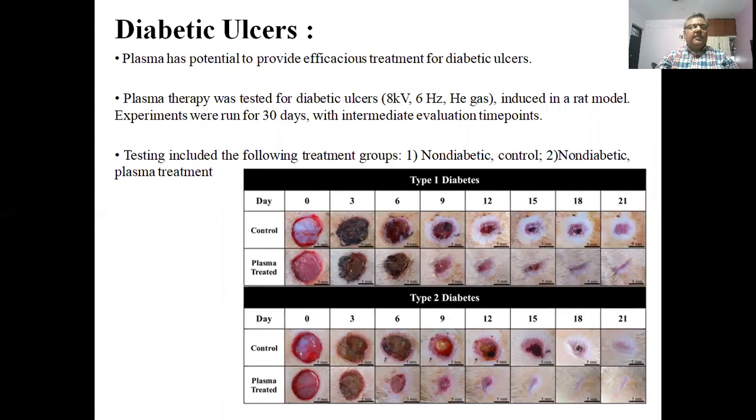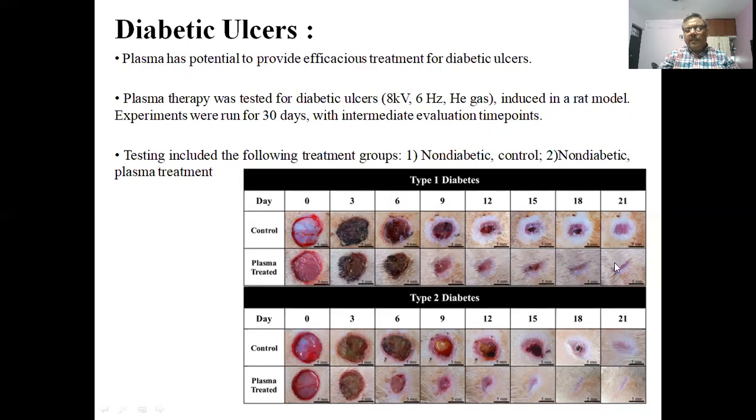The diabetic ulcers. Plasma has potential to provide efficacious treatment for diabetic ulcers. Plasma therapy was tested for diabetic ulcers, and induced rat model experiments were run for 30 days with intermediate evaluation time points. Testing included the following treatment groups: non-diabetic control and non-diabetic plasma treatment. You can see the difference.